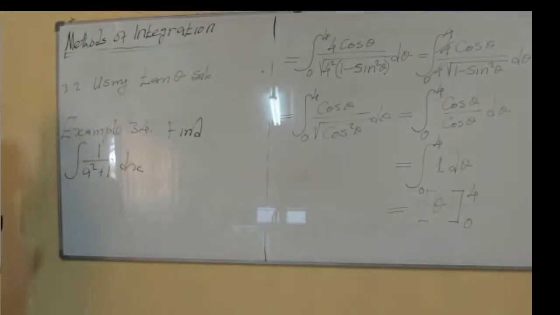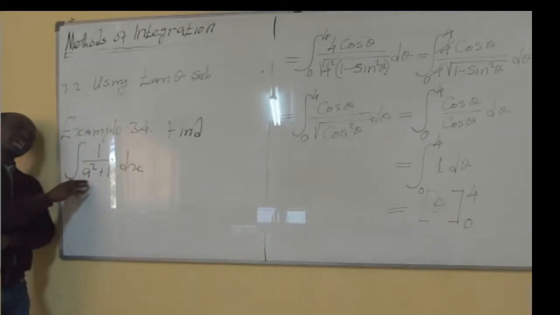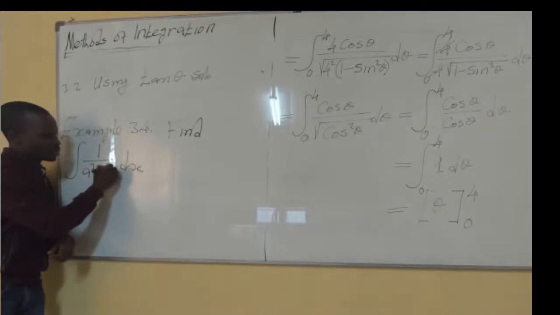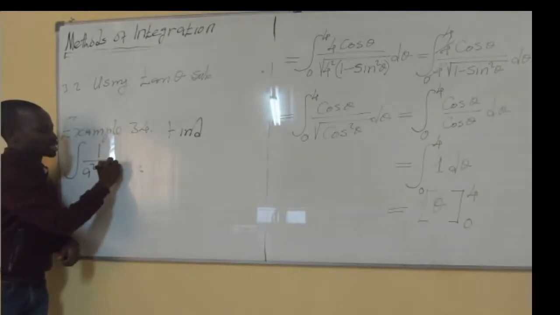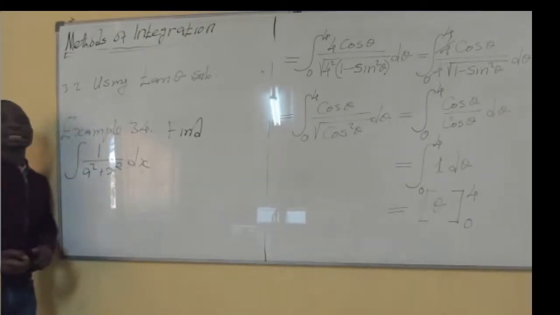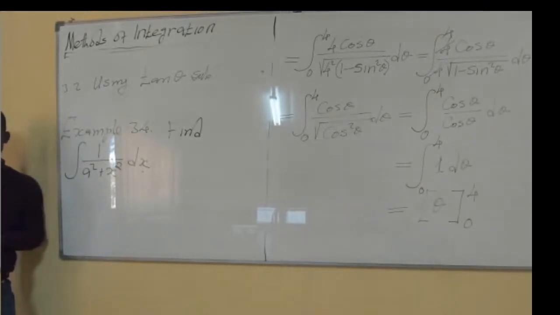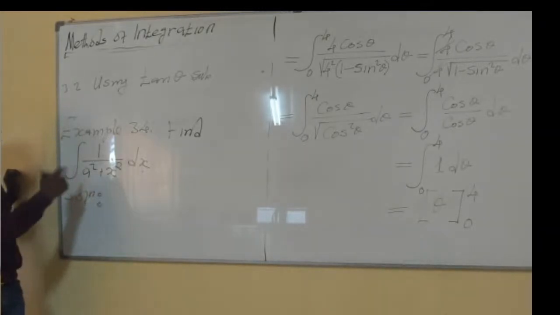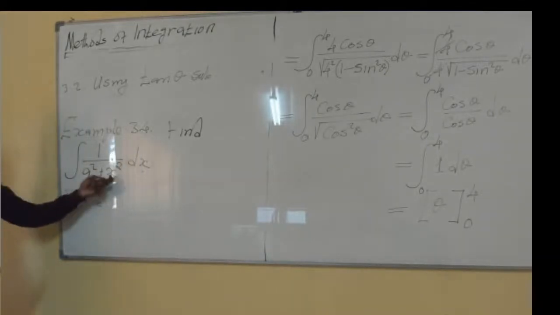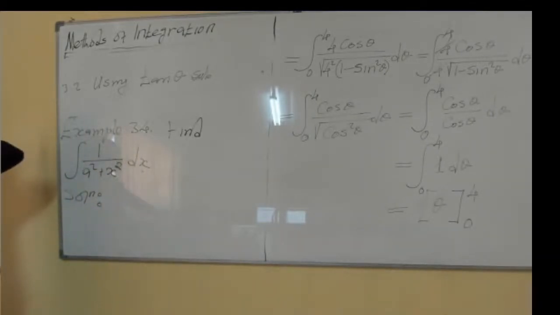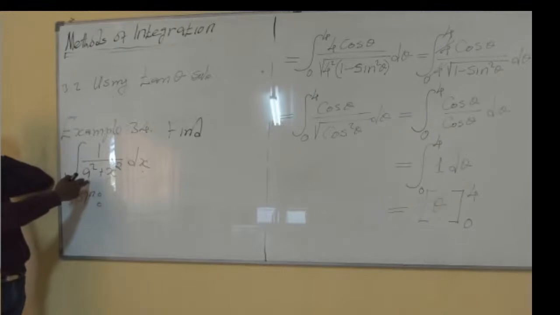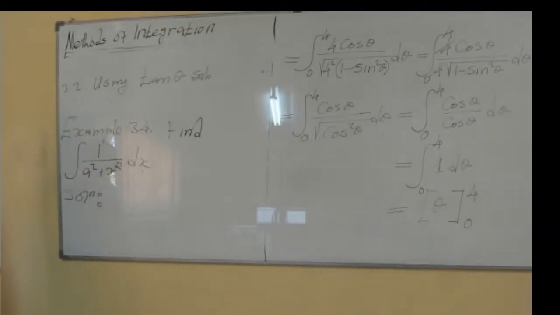So whenever you see something similar to 1 divided by a constant squared plus x squared, just know that the kind of substitution I need to make here is the tangent substitution. So let's look at the solution. Because we can't integrate this function, the question is what function was differentiated to give us 1 over a squared plus x squared? That's the function we need to find.